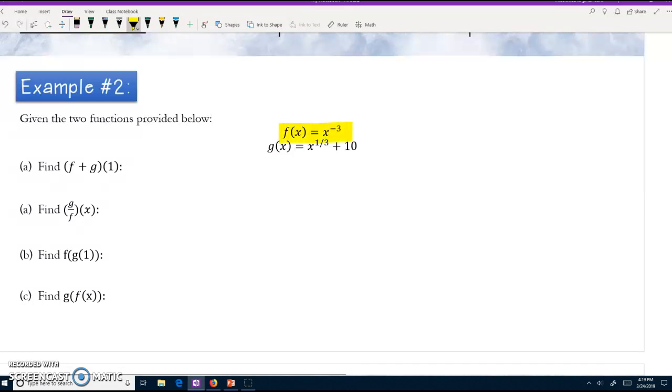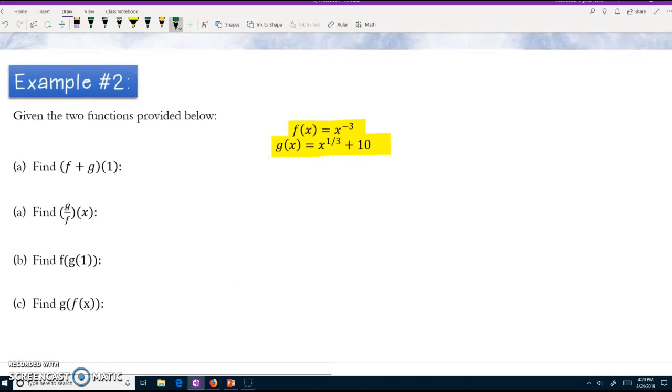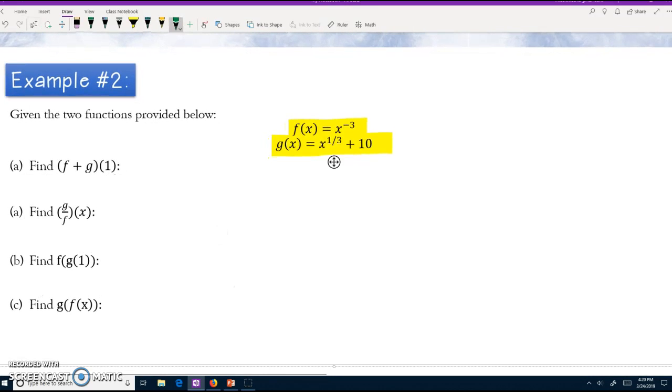Here we have f of x is x to the negative third power, and g of x is x to the 1/3 power plus 10. So once again, we get to start off with a fairly simple addition operation. It says find f plus g of 1, which is the same thing as saying find f of 1 and add it to g of 1.